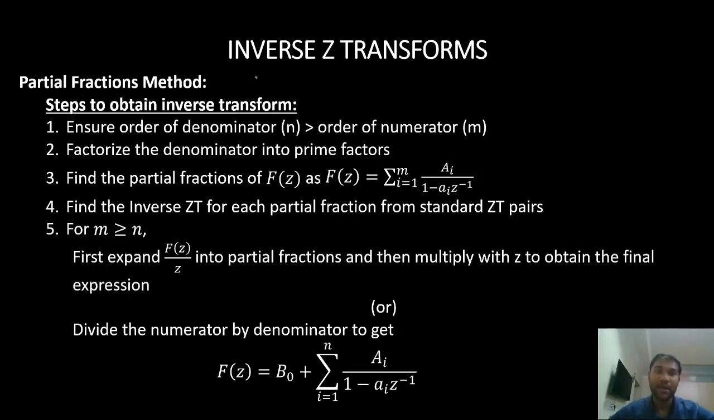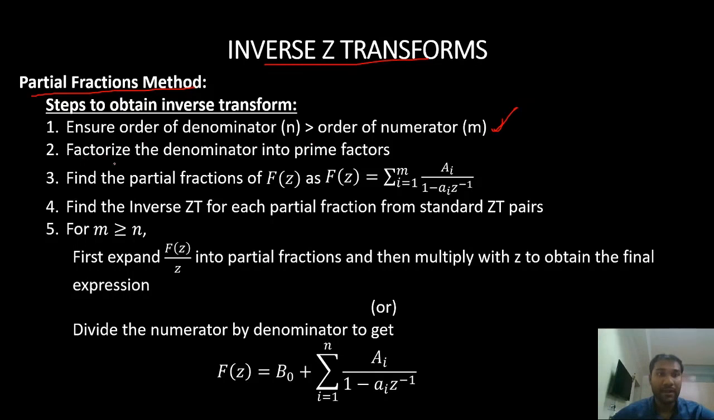The next method to calculate inverse Z transforms is the partial fractions method. What are the steps we have to follow to calculate inverse Z transform using the partial fractions method? The first step is we have to ensure the order of the denominator is greater than the order of the numerator. We have to ensure this step. If this is not true, then we cannot perform the partial fractions method.